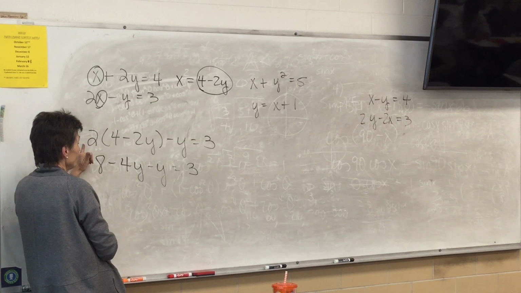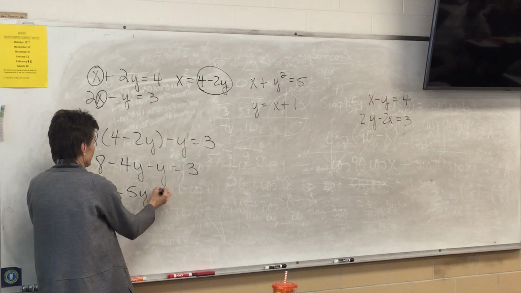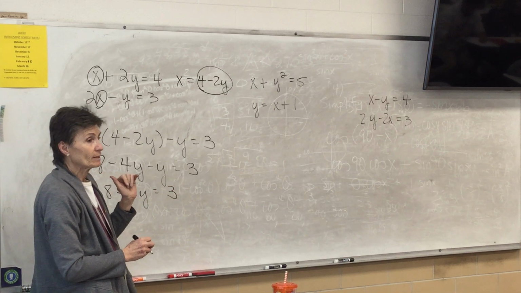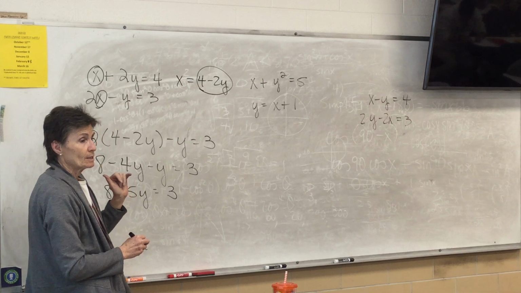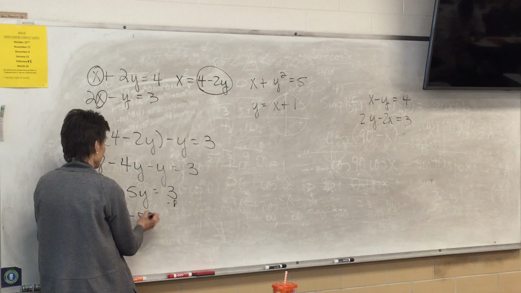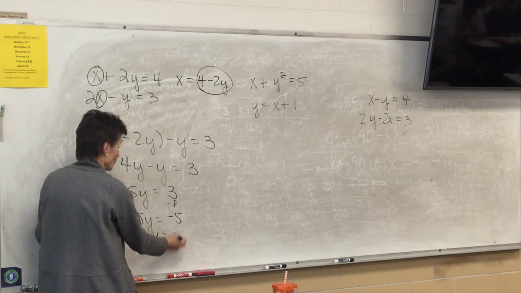Regular distributive. Go ahead and collect like terms. And then don't I just have a regular equation to solve now? So I'll subtract 8. So negative 5y equals negative 5. And y equals 1.